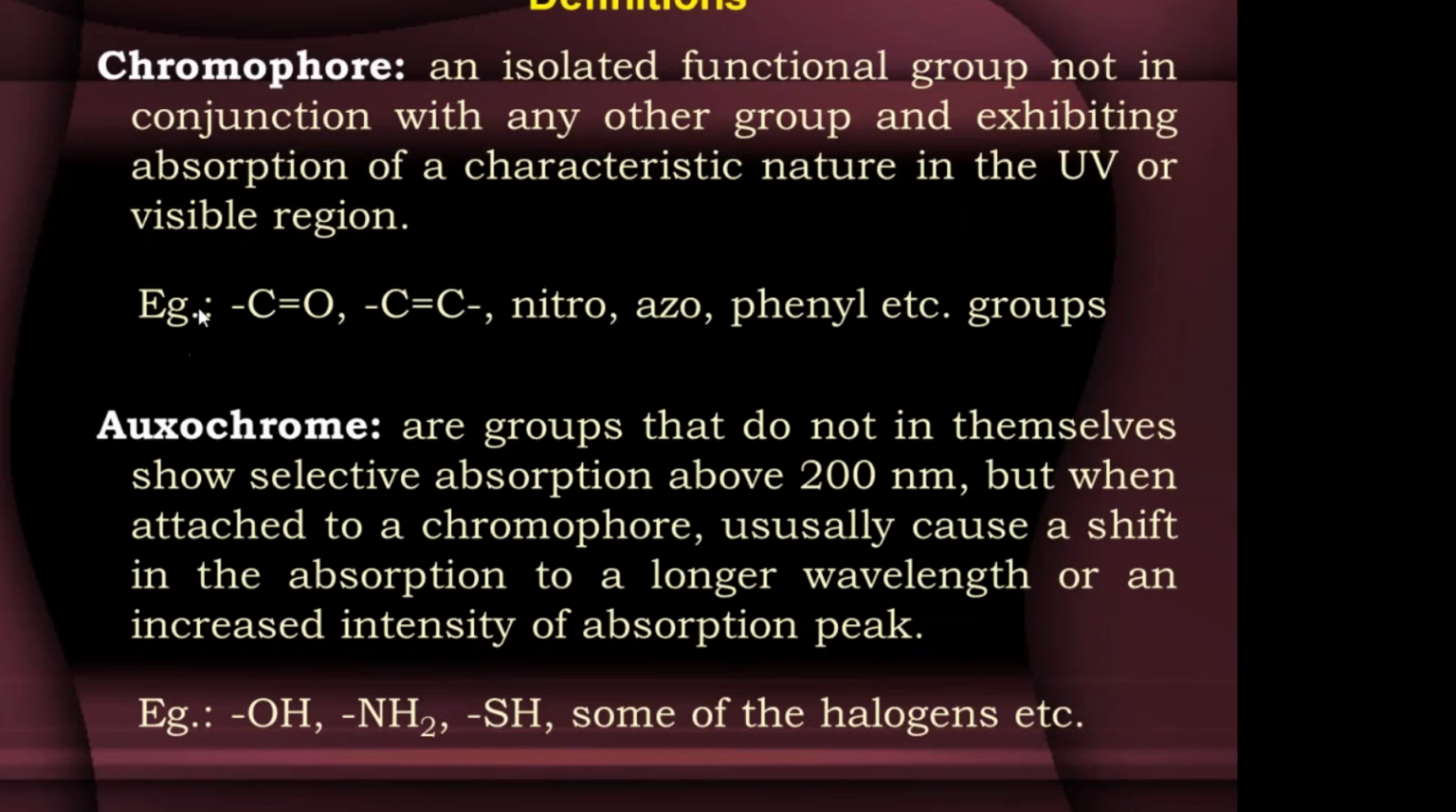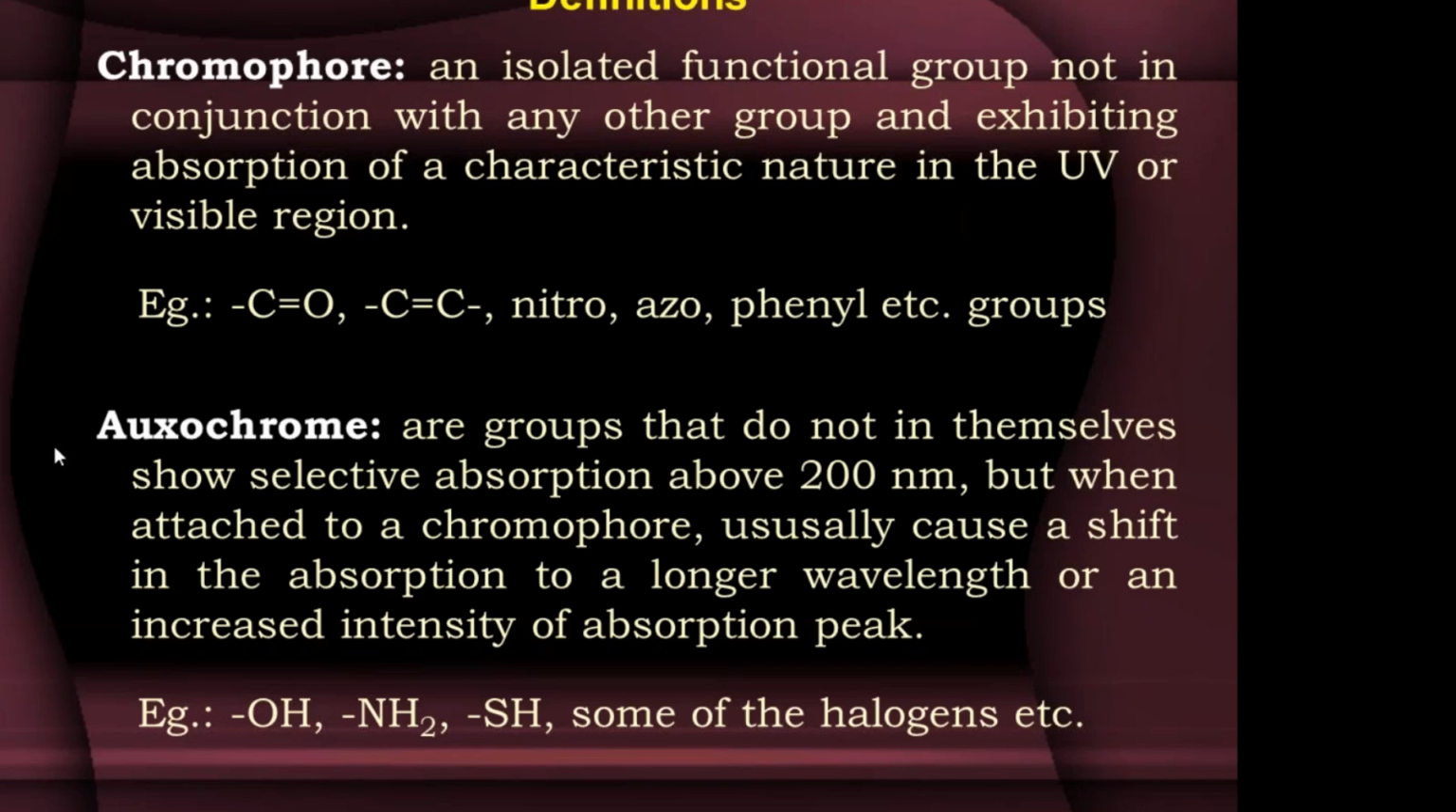molecule. Some examples of chromophores include the carbonyl group C double bond O or the C double bond C group, nitro group, azo group, phenyl group, etc. So all these groups are chromophores. If they are present in a molecule, then the molecule definitely will absorb UV visible radiation.